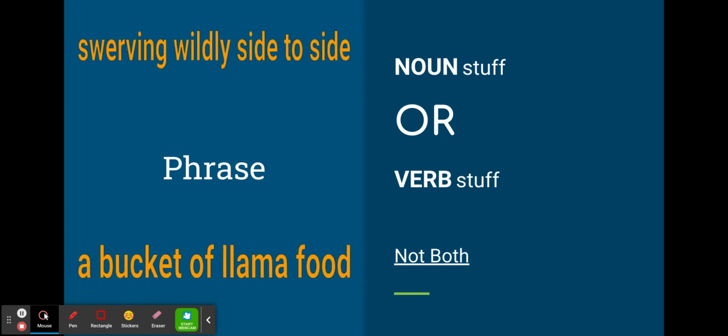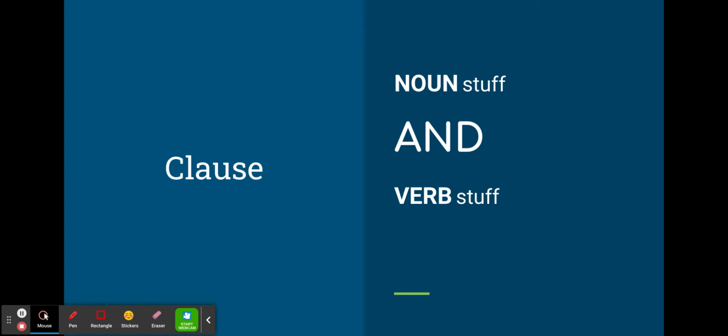So for example, swerving wildly side to side, you can see that there is some verb stuff. There's a verb, swerving, and all these things to describe the swerving, but no noun things. And you can see down here, with a bucket of llama food, that you've got a bunch of noun stuff. You've got the bucket and you've got the description of the bucket, but no verb. So these are both examples of phrases.